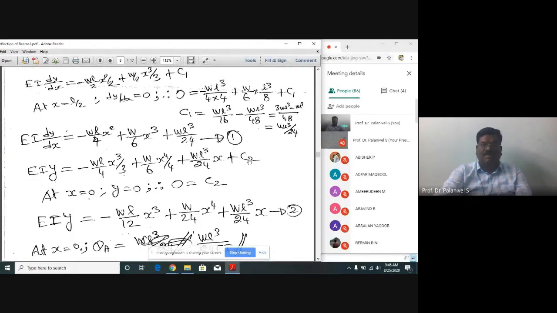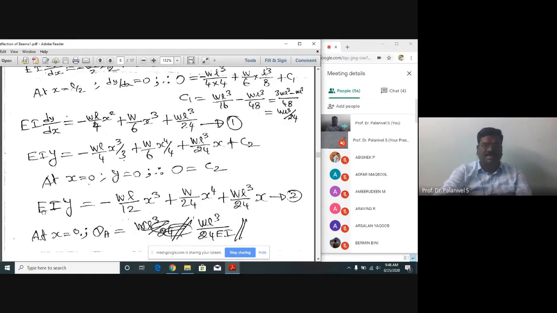Now I have to evaluate it. What do you know about this one? The deflection is 0 at the support. That is, at x equal to 0, y equal to 0, which implies C2 equal to 0. If you substitute y equal to 0 and x equal to 0 here, C2 becomes 0. So I have evaluated the value of C2. Now the deflection equation is written as EIy is equal to WL by 4 into x cube by 12, plus W divided by 6 into x power 4 by 24, plus WL cube by 24 into x. Equation 2, which is called the deflection equation. So this is the deflection equation we have got.